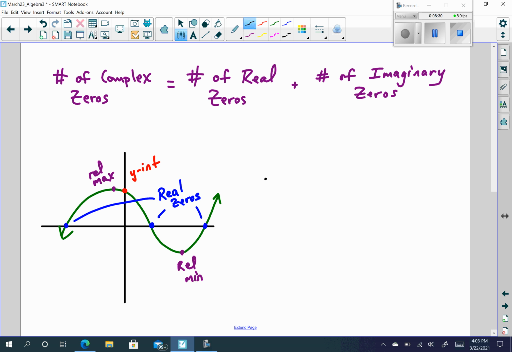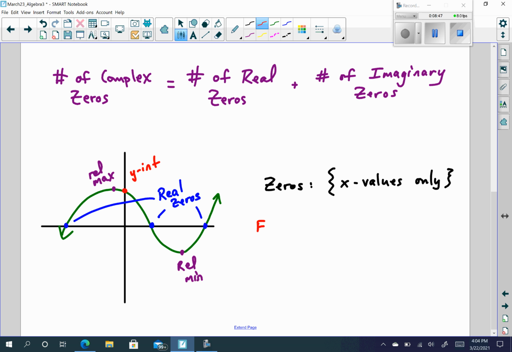Now, when we go to state the zeros, we're just going to make a list in set brackets, and we only want the x values. We write them as a comma-separated list.